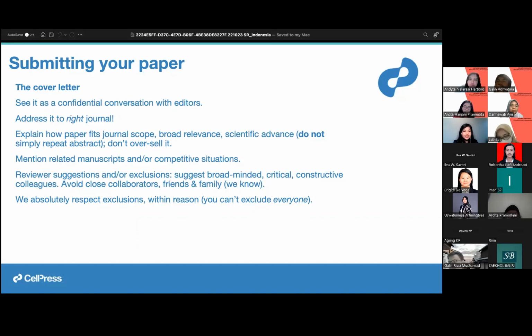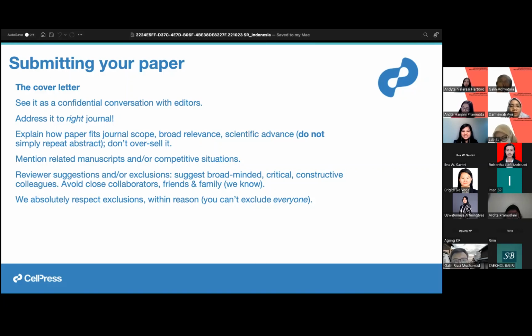So what looks like a fantastic cover letter? Think of it as a way to have a confidential conversation with editors. You can say things that you can't say in the actual text. For example, in your cover letter, you can say things like, this is a very controversial field and there is a lot of debate. Whereas in your paper, you might want to say something like, different theories have been proposed. You may not want to say controversial, things like that.